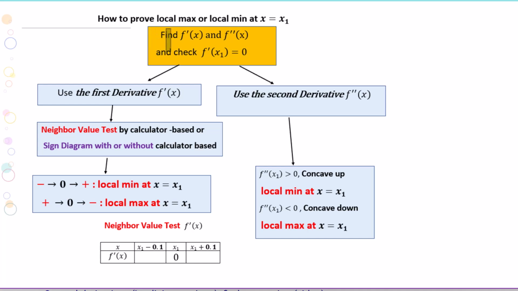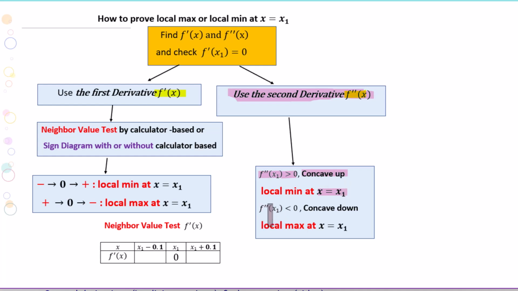x1. Find the first and second derivative of f of x and check f prime of x1 equals 0. Next step, you can use the first derivative or you can use the second derivative. The second derivative is preferred because it's easier. If f double prime of x1 is greater than 0, concave up, you have to give this reason, then local minimum at x equals x1.